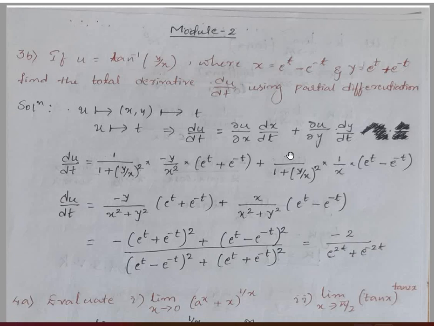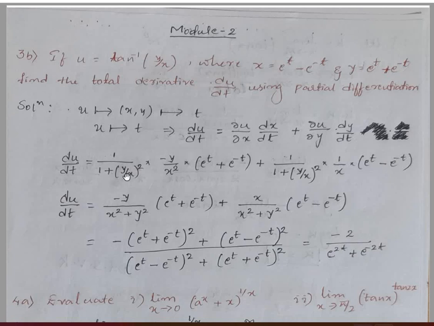Similarly, I am going to differentiate u partially with respect to y, treating x as constant. I am going to get 1 by (1 plus (y by x) whole square) into the derivative of y by x, which is 1 by x, since 1 by x is constant. That is what I have written. Differentiate y with respect to t ordinarily. For e power t plus e power minus t, the derivative gives e power t minus e power minus t. So finally dy by dt is e power t minus e power minus t.